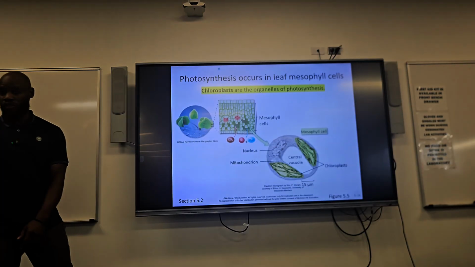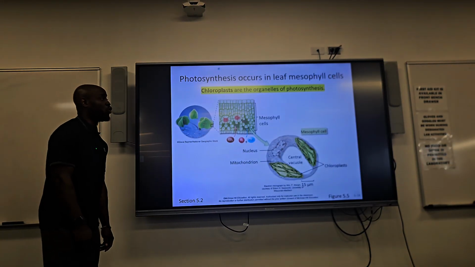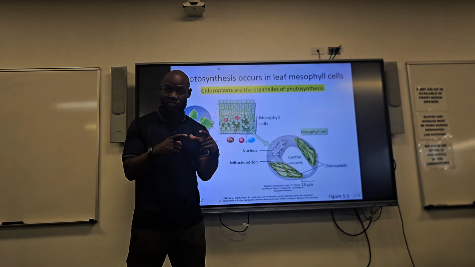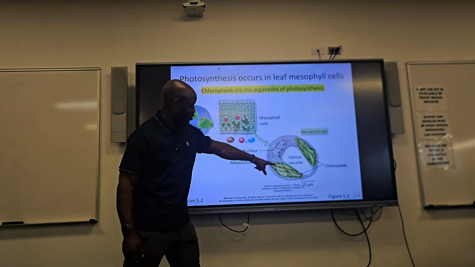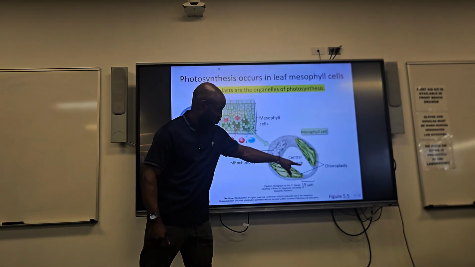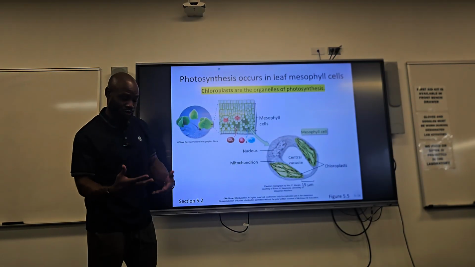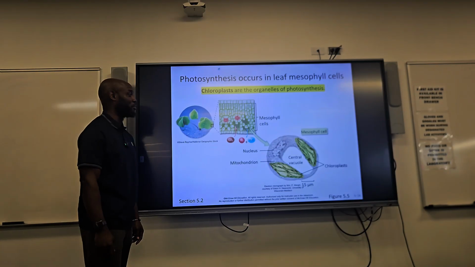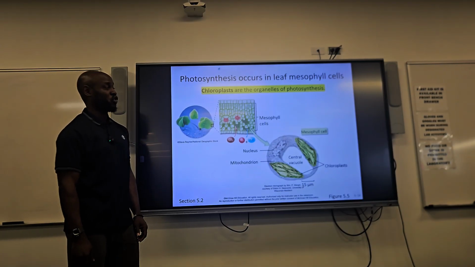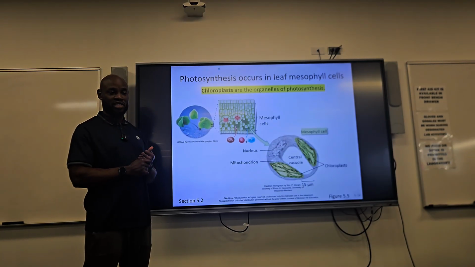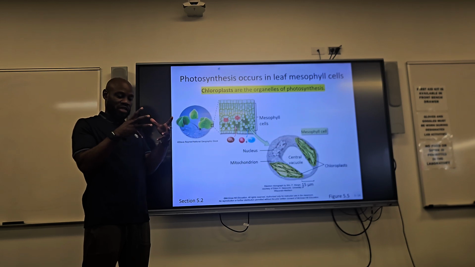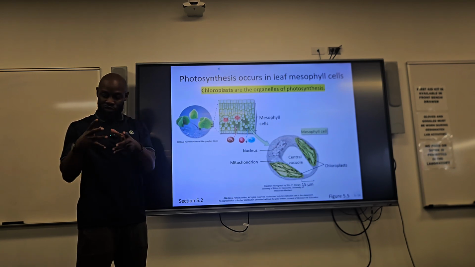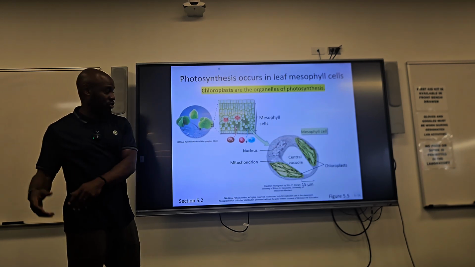Chloroplasts, which we talked about today in the lab, are the organelles. If you look inside the cell, there are the chloroplasts. Then we have the central vacuole. We hopefully saw these today, or tried to see them. These are the organelles responsible for photosynthesis, for taking light energy and converting it into glucose.